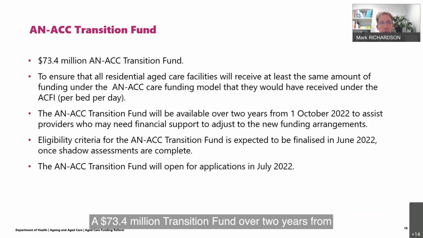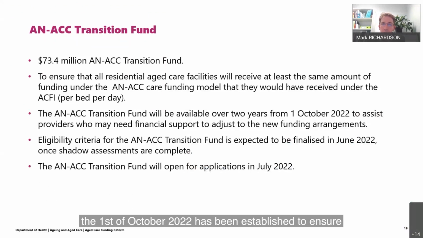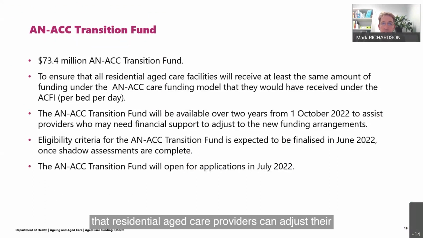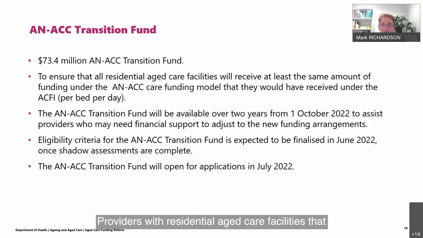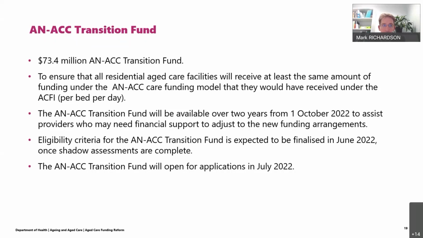A $73.4 million transition fund over 2 years from the 1st of October 2022 has been established to ensure that residential aged care providers can adjust their business operations and transition smoothly from ACFI to AN-ACC. Providers with residential aged care facilities that will receive less funding under AN-ACC than ACFI will be eligible to access the AN-ACC Transition Fund. Some key points in relation to the Transition Fund.